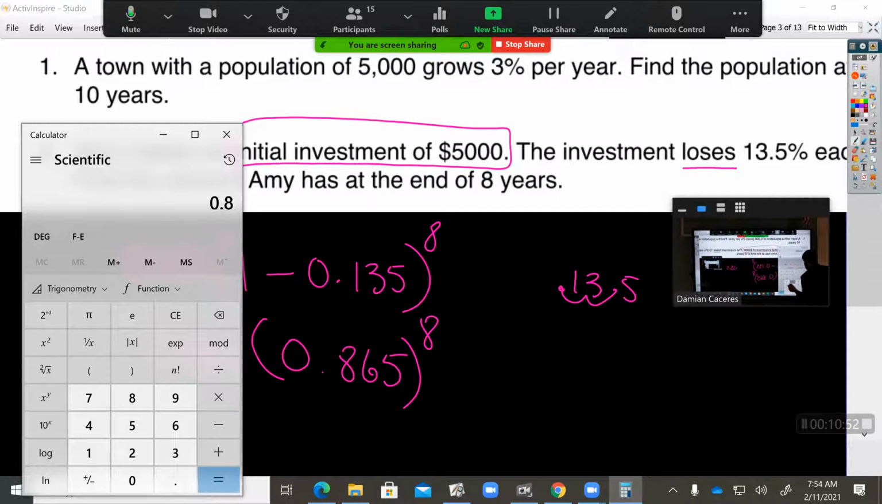So 0.865, exponent 8, equals. We get a crazy decimal, it's okay. We press times your initial value of 5,000. 1,567.